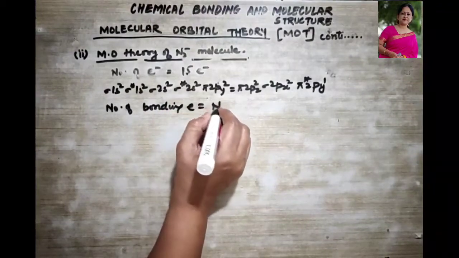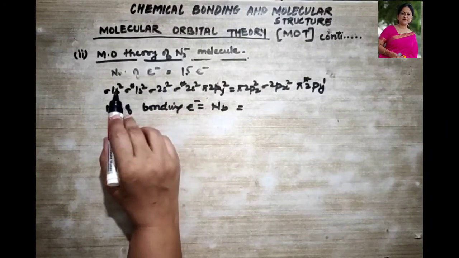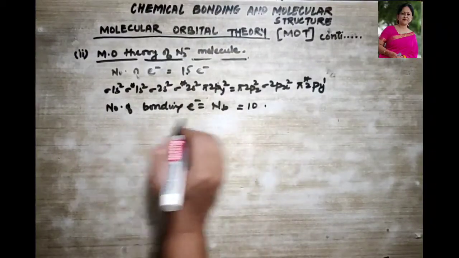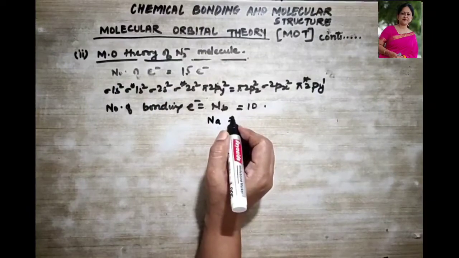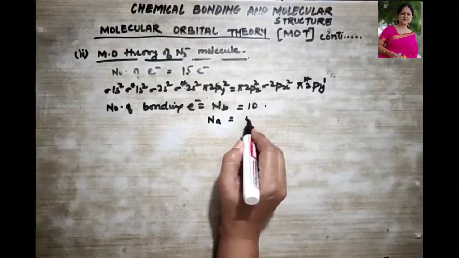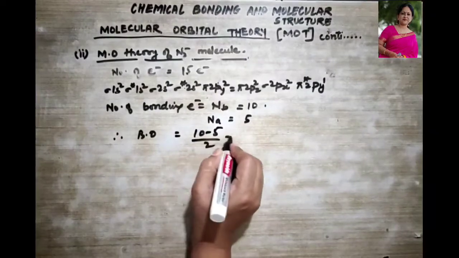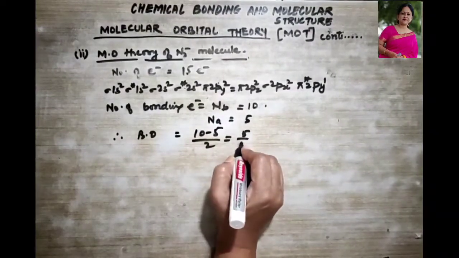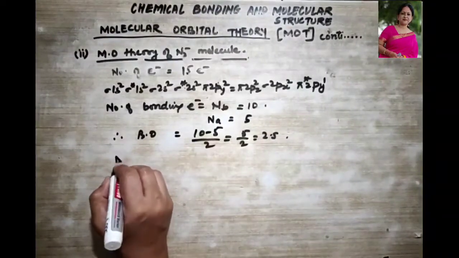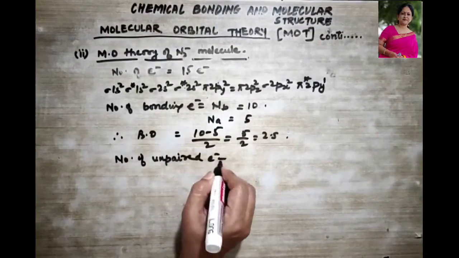Okay. Now let's look at the number of bonding electrons Nb. This is equal to 2, 4, 5, 6, 7, 8, 9, 10. This is equal to 10. Then number of antibonding: 2, 4 and 1, 5. Therefore bond order is 10 minus 5 upon 2, that is 5 upon 2, which is equal to 2.5. Okay. Then the number of unpaired electrons are how many? 1.